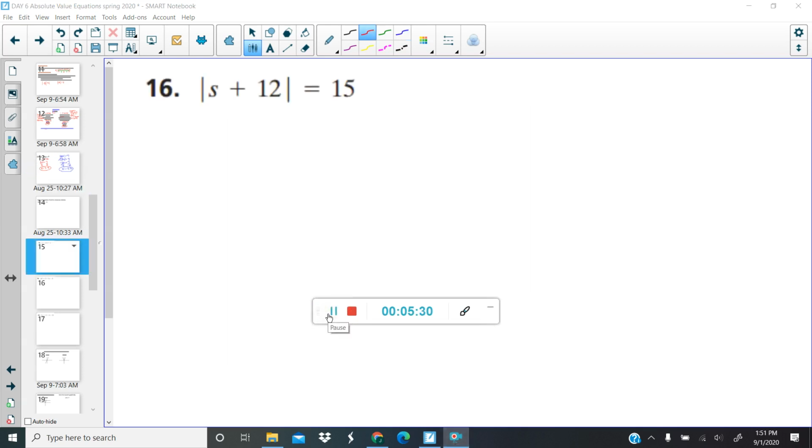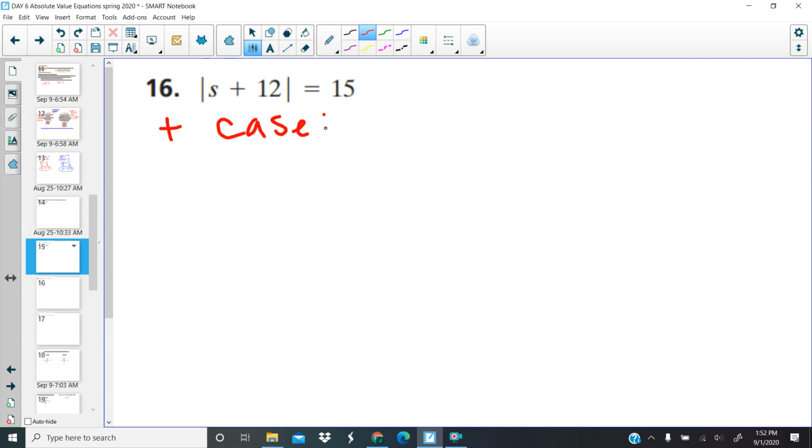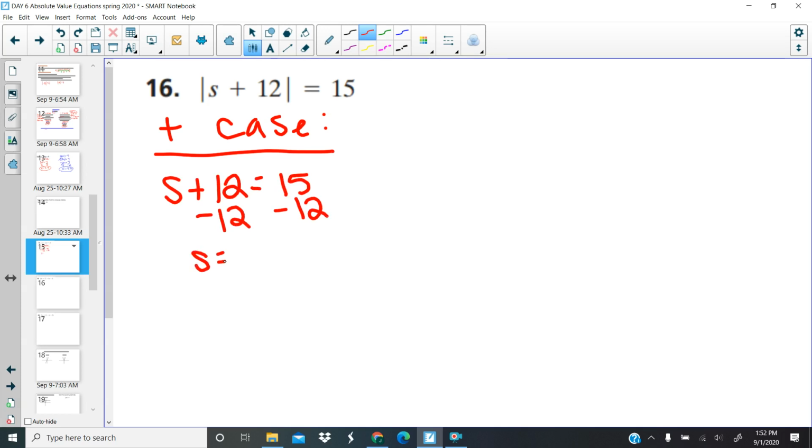So for all of the last problems, we just got a number and then the negative version of that number. So this is an example where you're going to get something just a little bit different. So we're going to start with the positive case. And with the positive case, I'm just going to get rid of the absolute value brackets. So I would have s plus 12 equals 15. And then to solve that, I would subtract 12 on both sides. So I would have s equals 3. So that's my positive answer.